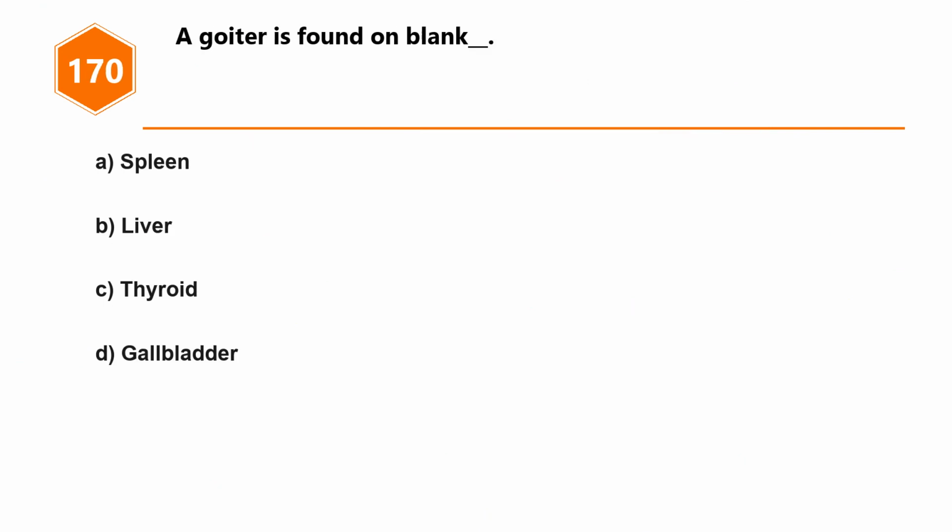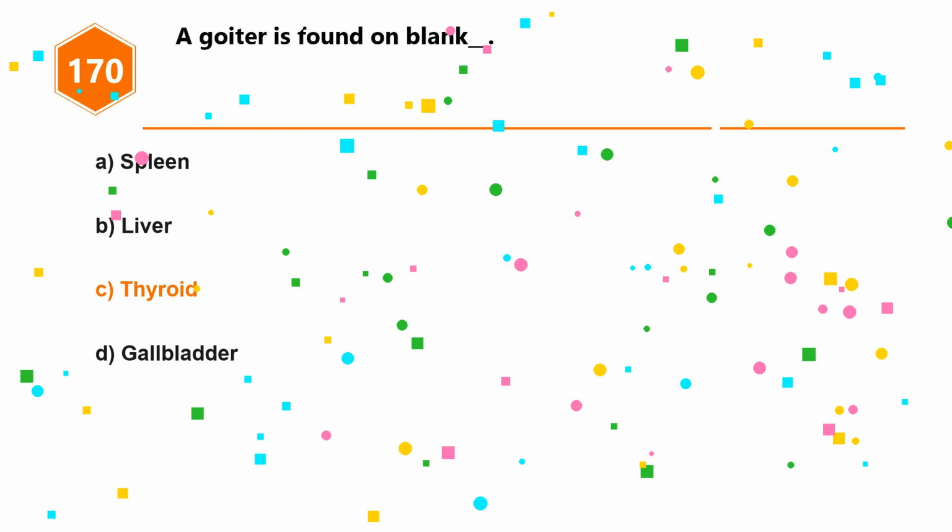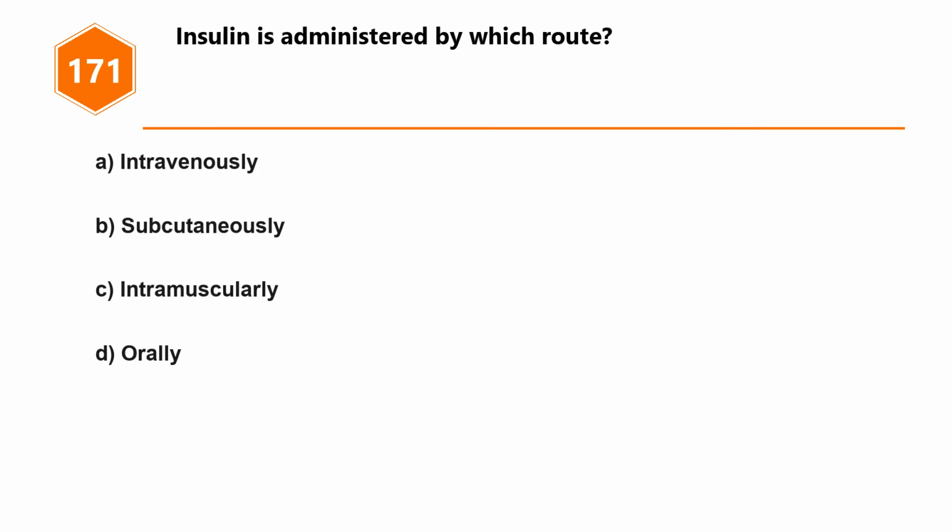Question 170. A goiter is found on the blank. Option A, spleen. Option B, liver. Option C, thyroid. Option D, gallbladder. The correct answer is option C, thyroid. Question 171. Insulin is administered by which route? Option A, intravenously. Option B, subcutaneously. Option C, intramuscularly. Option D, orally.